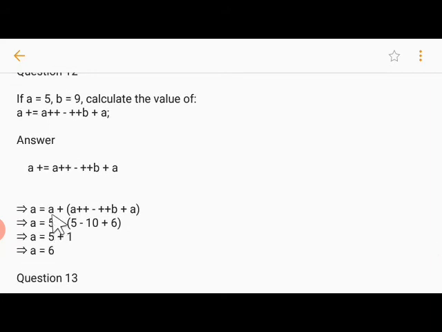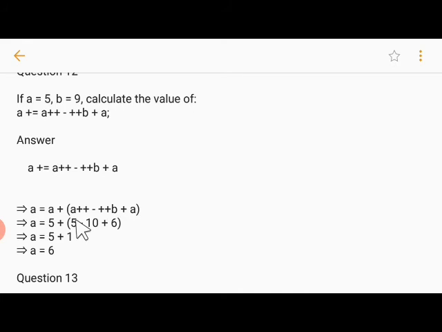int A = 5, B = 9. Calculate the value of A. A += A++ - ++B + A. So here, A, the assignment operator, we will place the value. A will be written as 5, because right now the initial value is 5, plus A++, which is post.